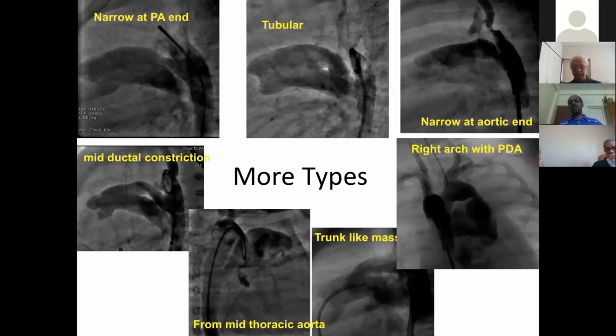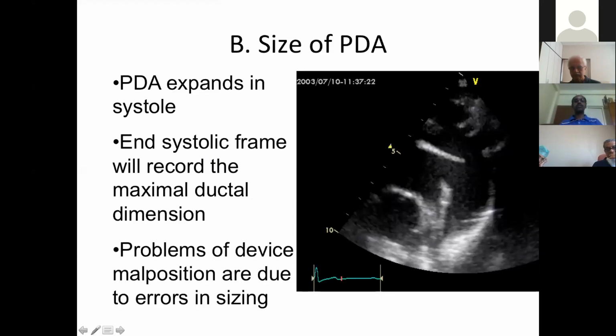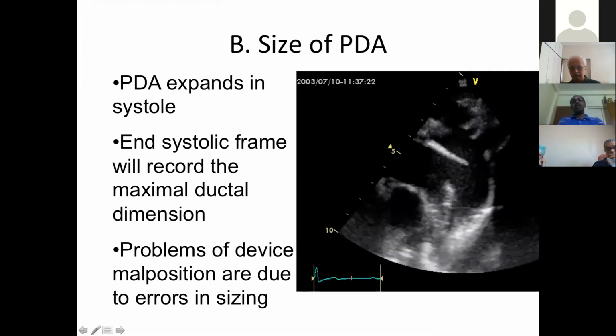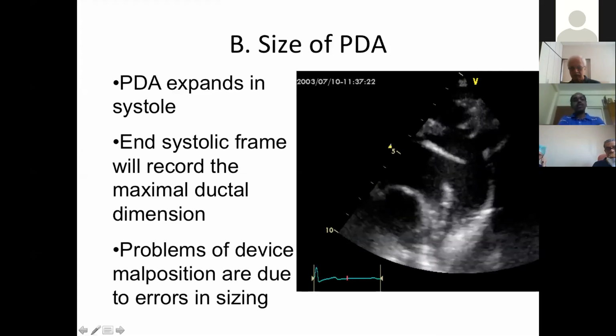We have PDAs from different origins. The right aortic arch, left innominate artery, and innominate artery is giving a large PDA. So PDA morphology is tough to classify.